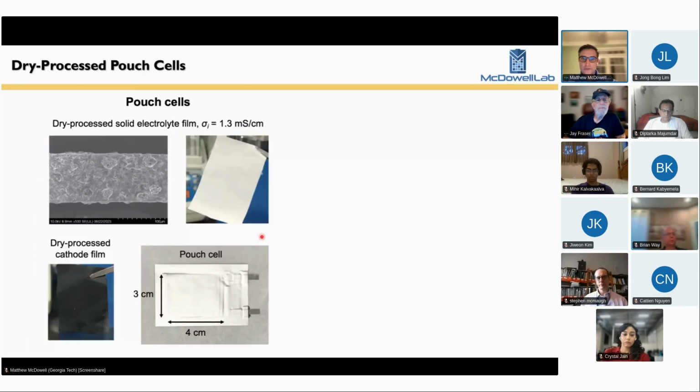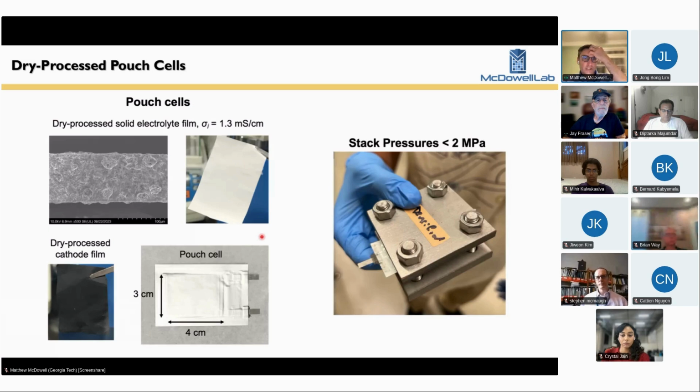All right, so I kind of explained this already. At this stage in this project, we're scaling to pouch cells, and I mentioned we've also developed some interfacial coatings that help retain contact and can enable performance at low stack pressures as well.